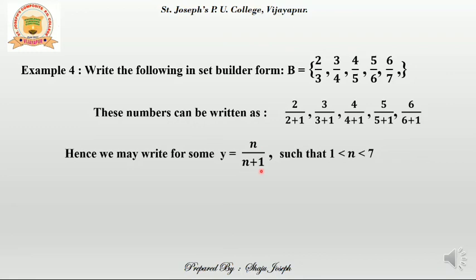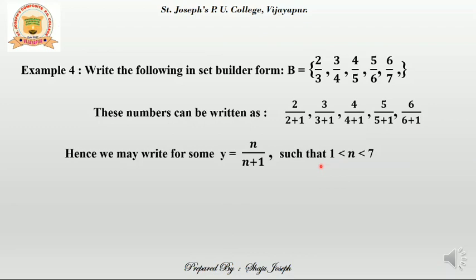Right? And also these n values, if you observe 2, 3, 4, 5, 6, they are greater than 1. However, they are lesser than 7, strictly lesser than 7. So we can write n lies between 1 and 7, or 1 lesser than n lesser than 7. This can also be read as n is greater than 1 but lesser than 7.